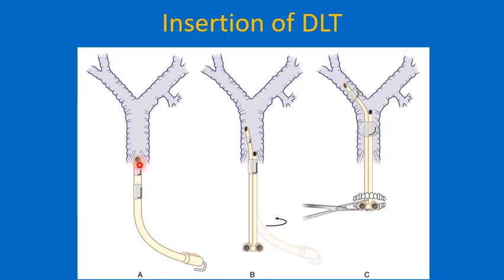As soon as it passes beyond the level of the vocal cords, we have to turn the double lumen tube towards our left if it is a left-sided double lumen tube, and towards the right if it is a right-sided double lumen tube, and pass until we feel resistance. After we feel the resistance, we have to remove the stylet. First inflate the tracheal cuff and then inflate the bronchial cuff. The bronchial cuff should not be inflated with more than 1 to 3 ml of air.